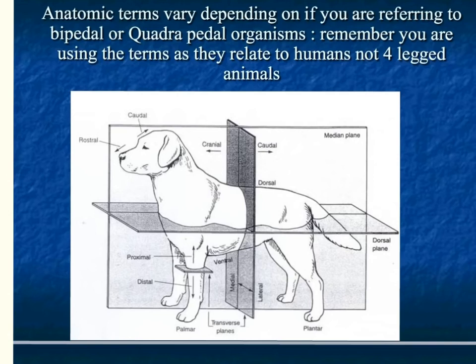Most notably, you will notice that the anterior and the posterior of a dog will be different than the anterior and posterior that would be on a human. On a human, the anterior would be the same as ventral, the posterior would be the same as dorsal. However, on a dog or on a quadruped, anterior will be towards the head, posterior will be towards the tushy.